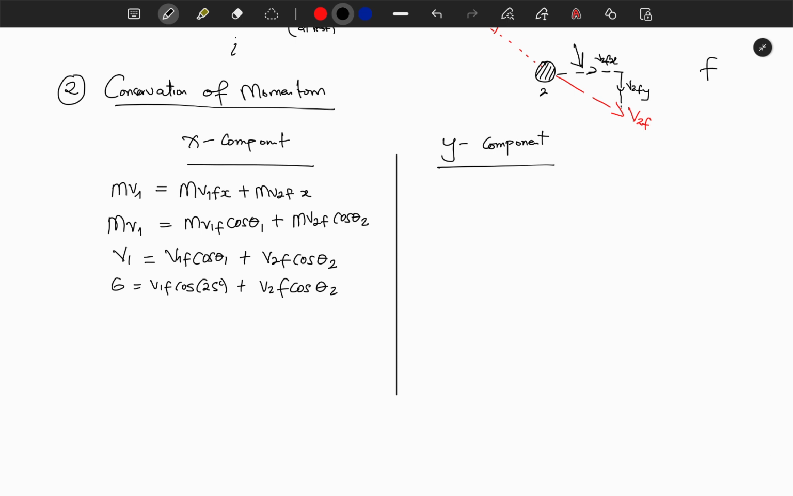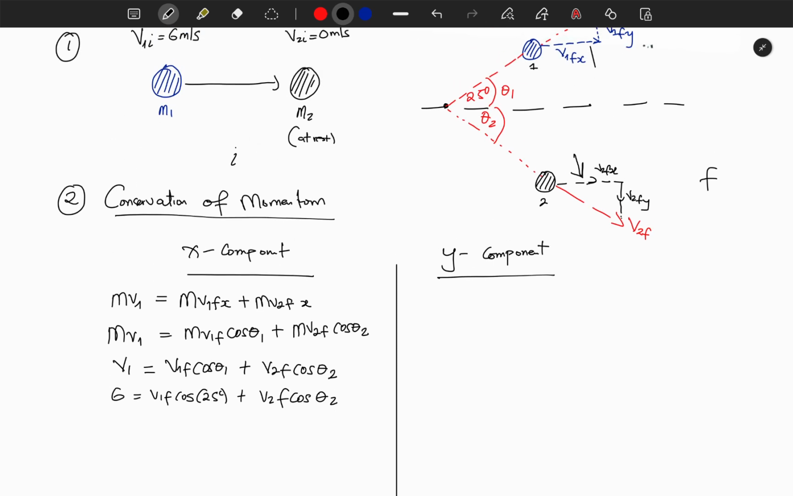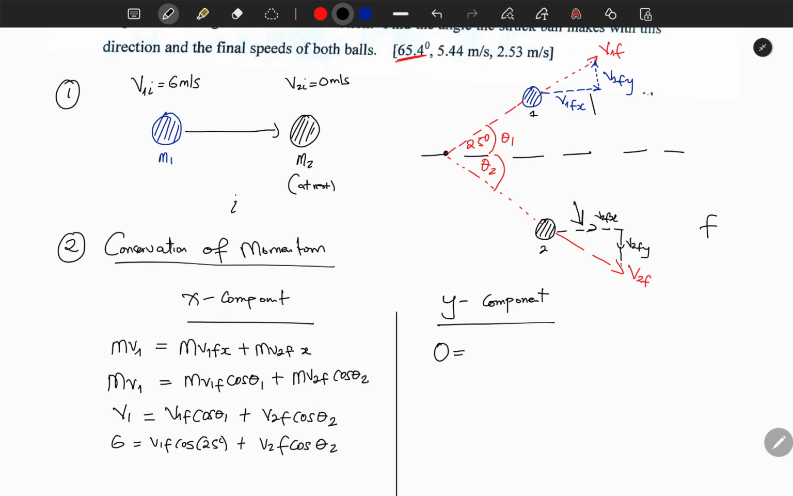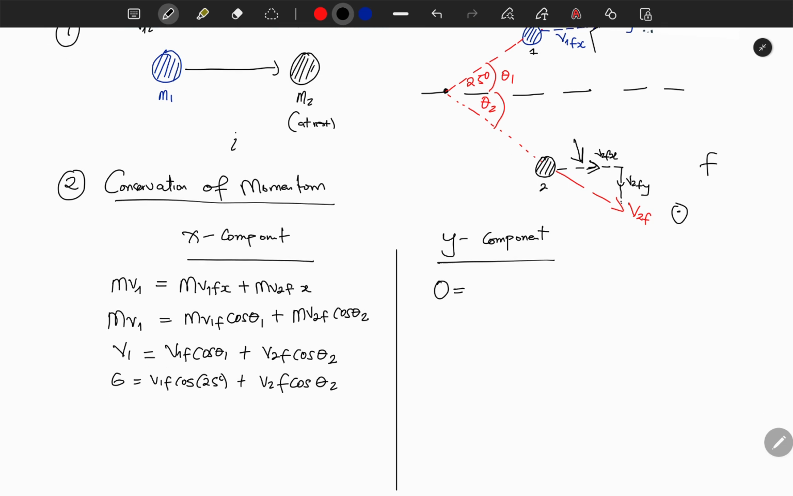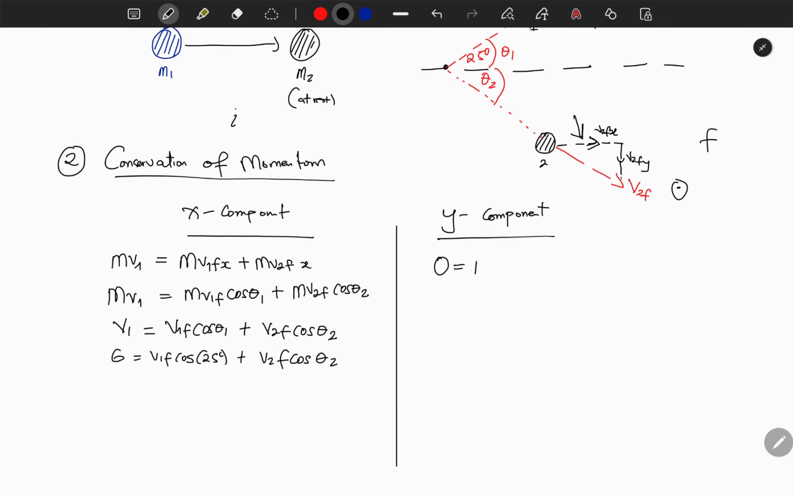Now, in the y, were these balls moving in the y direction? No, that means the initial momentum was 0. We don't even have to think about it. We only have momentum in the y after they bounce off each other. But take note, if you look closely, the x's were going in the same direction, as you can see by the arrows. But in the y, one is going up and one is going down. That means the one going down is a minus, and the one going up is a plus. So this ends up giving us m v1f.